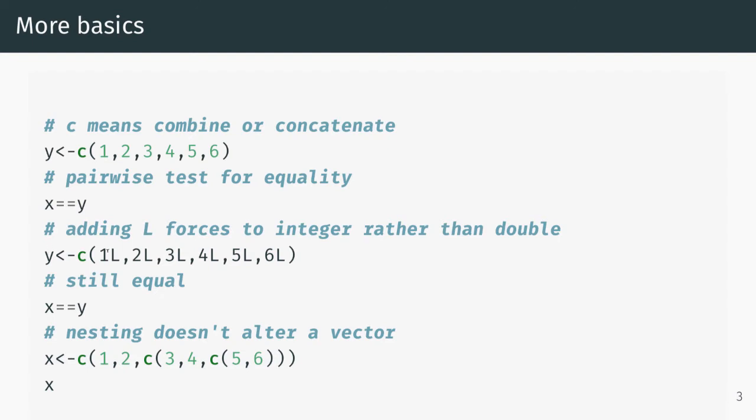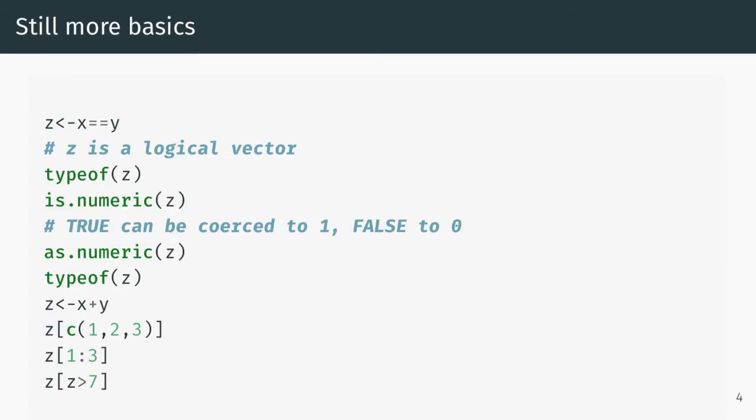We can force y to be integers, even if they're not, by adding an L after the numeral. And if we do that, they're still going to be equal. And nesting doesn't alter a vector. So if we do this in this sort of nested-looking fashion, the vector is still flat, and x is still going to be equal to y.